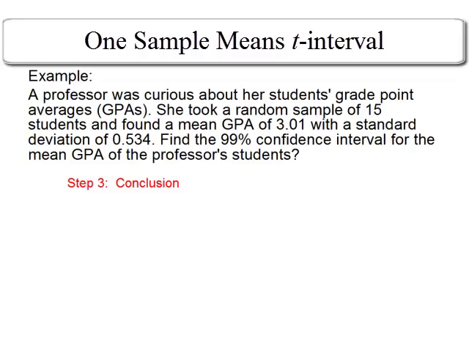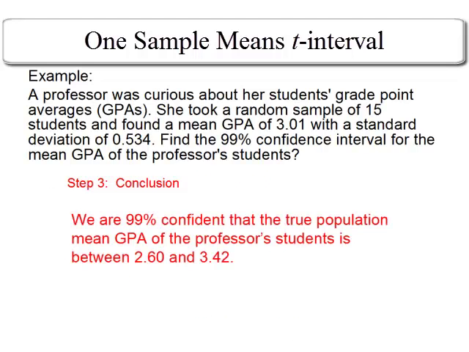So step 3 is our conclusion. We are 99% confident that the true population mean GPA of the professor's students is between 2.6 and 3.42.